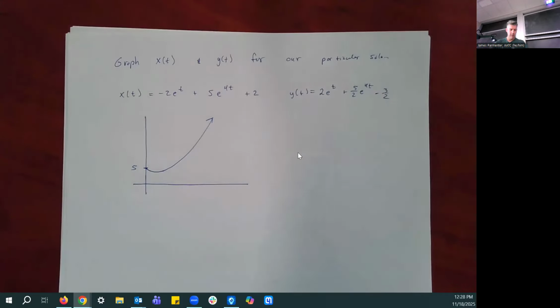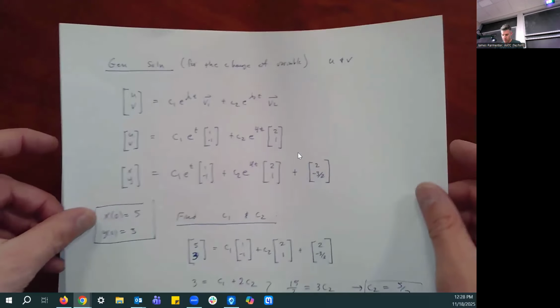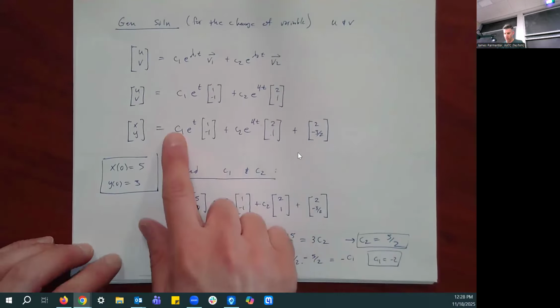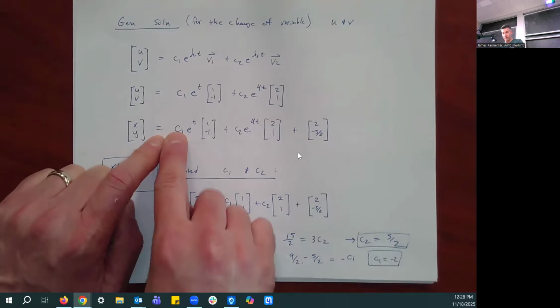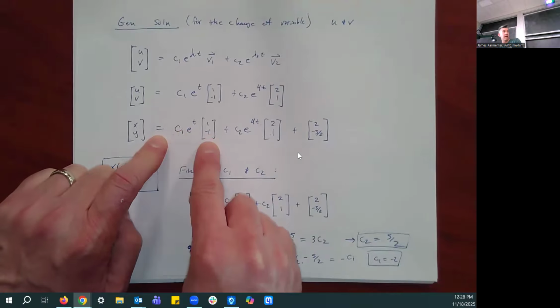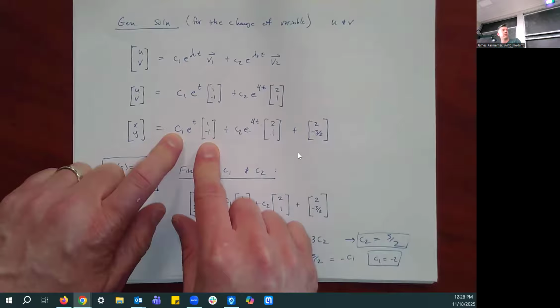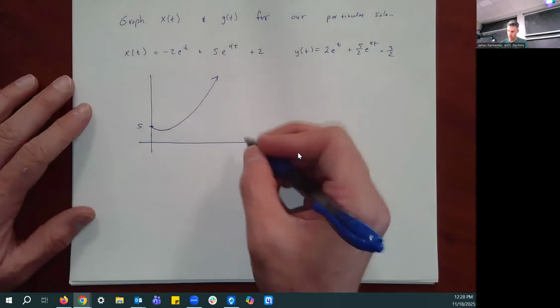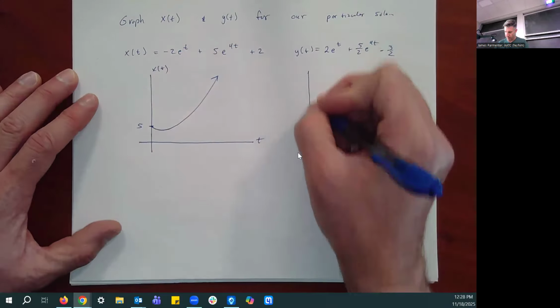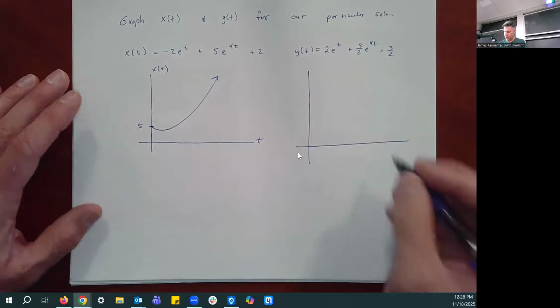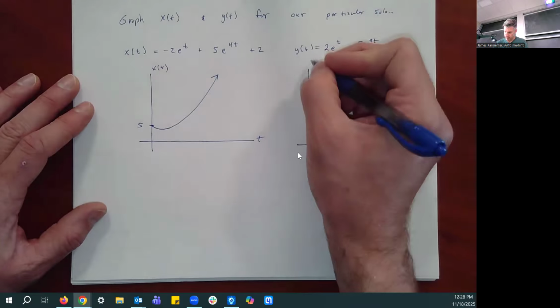Let's double check. So the y of t part was, carefully, the -2 times e to the t times -1. That's why it's +2 there. Yeah, so here's your t and your x of t, although not really. And then for t and y of t, that's a little bit easier.